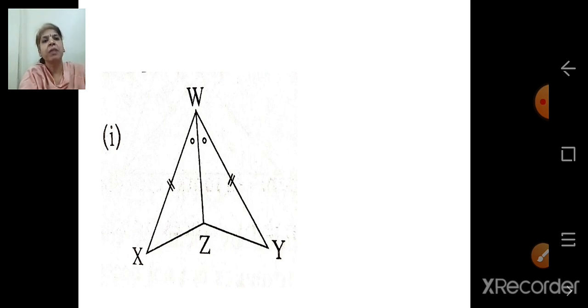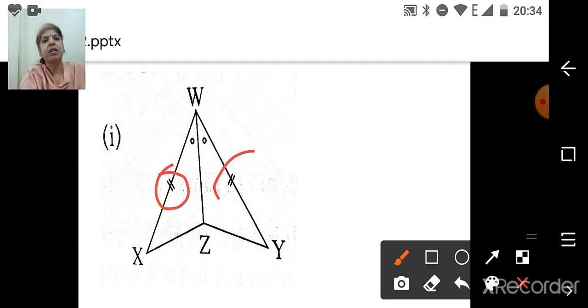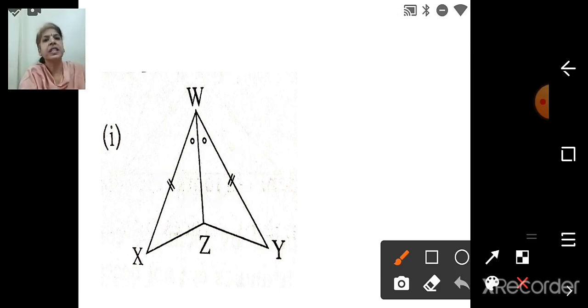One is side common, one is side common, another one you can say angle common. So we got one side, we got angle. So there are the 2 identical marks or 2 things given. Then which is the third one? Then you have to find out which is the third one. There is some hidden information also maybe. So which is that? WZ is common.